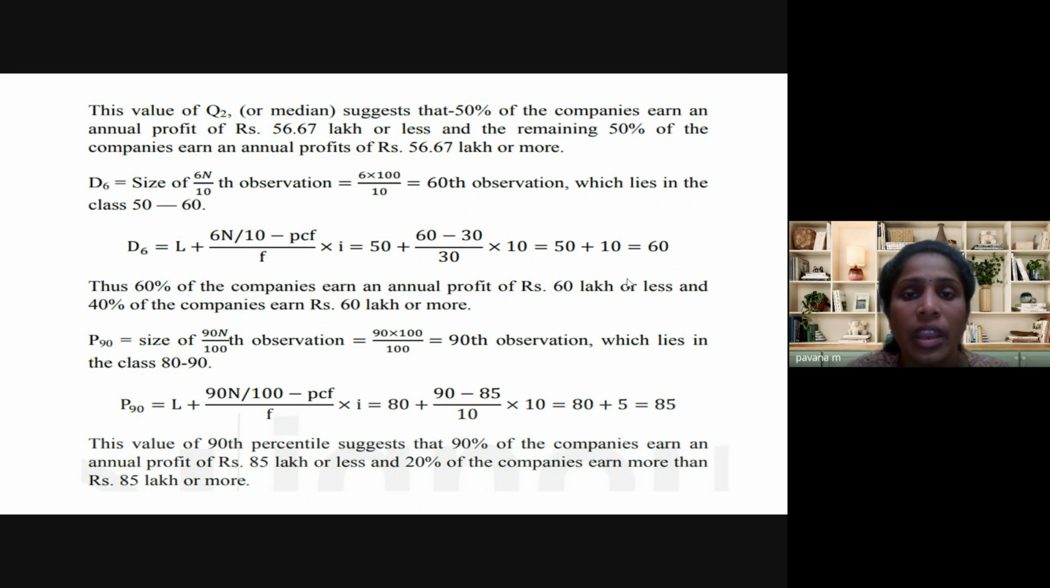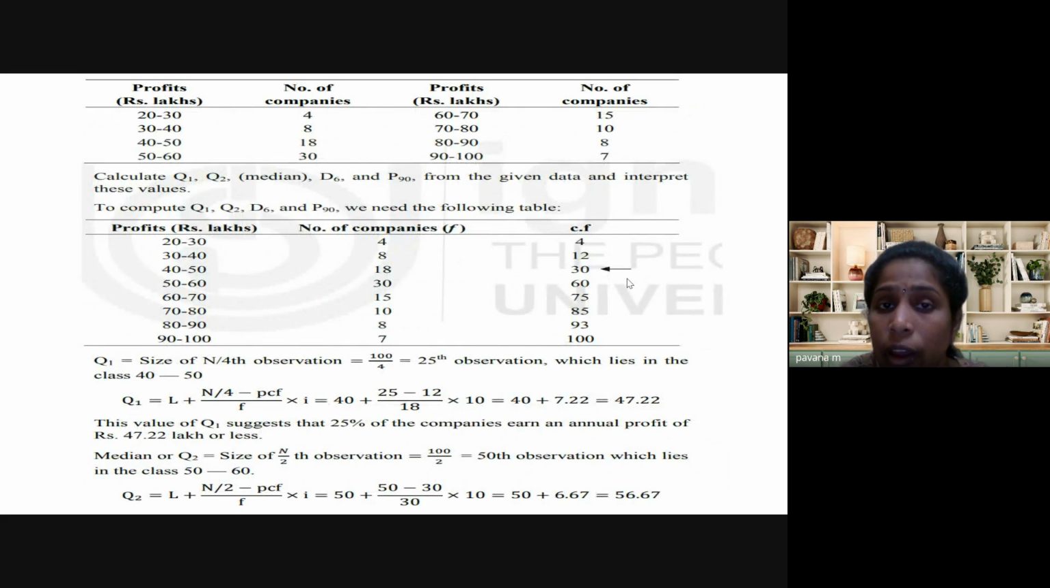Okay, P90. P90 means percentile, over 100. Here they are asking P90, that means 90 n by 100. So 90 into n by 100, with n being 100, you cancel the two values and you get the 90th observation. You have to consider the 90th observation in the cumulative frequency column. The 90th observation lies at 93, the last but one value. In that particular class interval, the 90th observation lies.